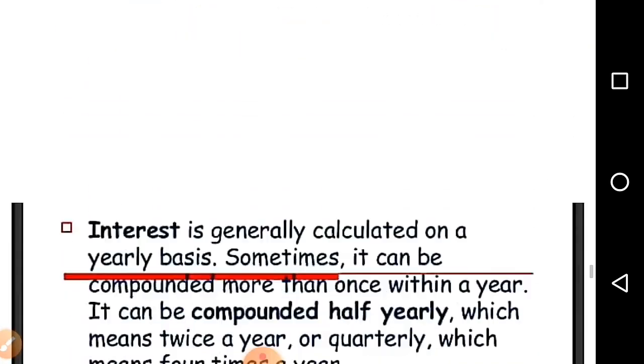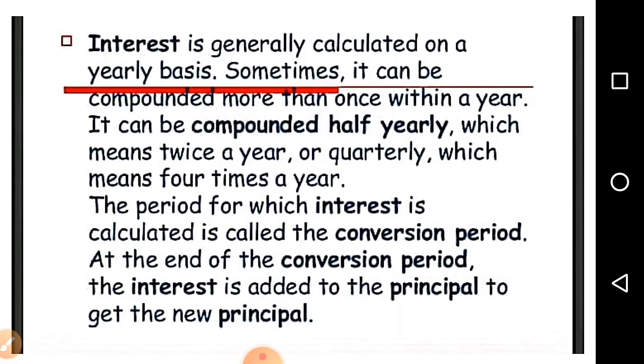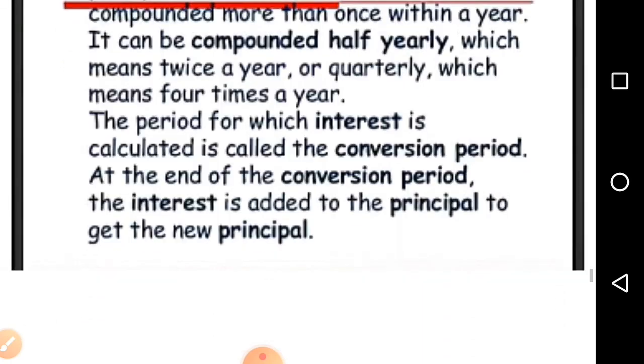Now moving ahead, interest is generally calculated on a yearly basis. Sometimes it can be compounded more than once within a year. Sometimes the interest is also taken every 6 months, so it can be half yearly, quarterly, depends. It can be compounded half yearly, which means twice a year. Half yearly means every 6 months, so it can be 2 times in a year. Or quarterly, which means 4 times a year. The period for which interest is calculated is called the conversion period. At the end of the conversion period, the interest is added to the principal to get the new principal. So this way it is calculated.